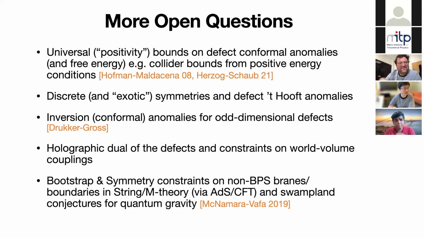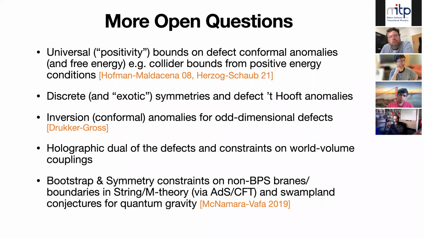Yeah. You mentioned the inversion, and you said that it exists in odd dimensions. In even dimensions, is it part of the Euler class anomaly simply, or can it be? That's not clear. Inversion has the property that it's a large conformal transformation. It's not connected to the identity.